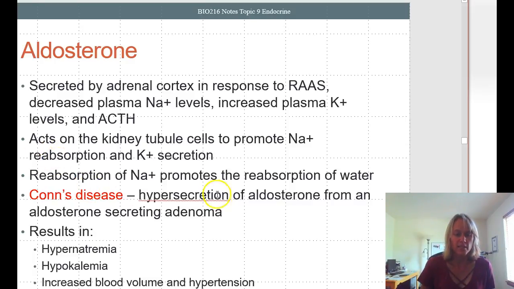Conn's disease is a disorder where we have an aldosterone secreting adenoma, so it causes hypersecretion of aldosterone. And this is going to result in hypernatremia, because we're going to reabsorb too much sodium into the blood, and hypokalemia, because we're going to waste potassium. Potassium is going to go out in the urine. Water is going to follow that sodium, so this is going to result in an increased blood volume and hypertension.